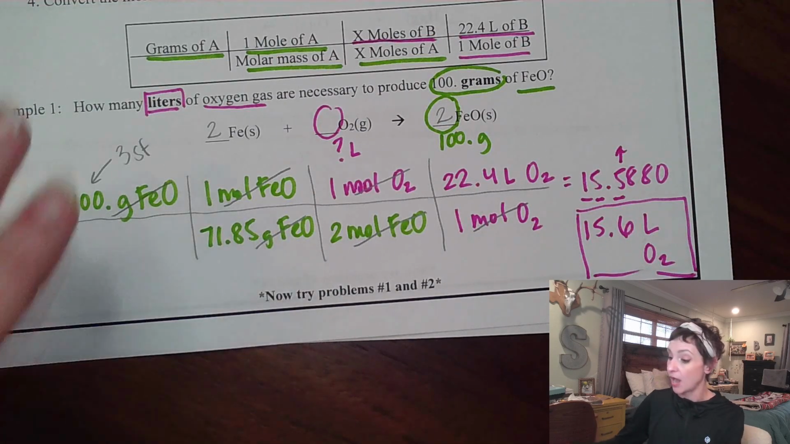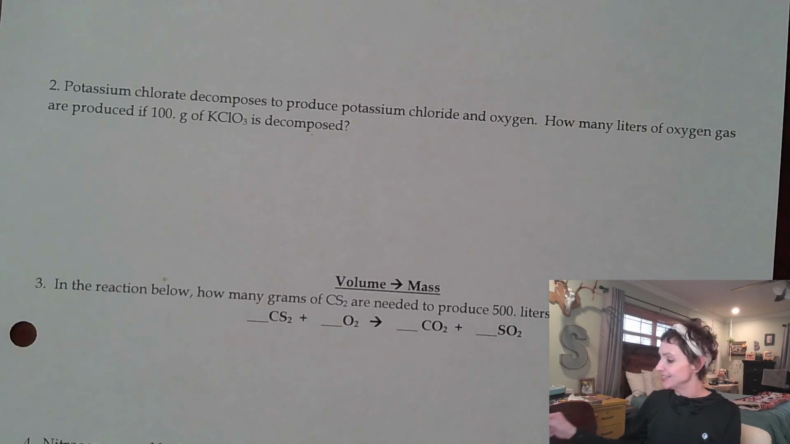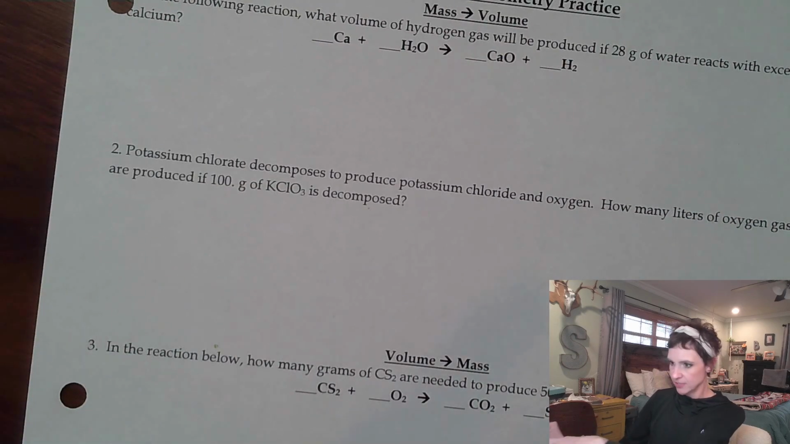Okay. So now it says, now try problems number 1 and 2, which means we're going to switch over to our practice problems on our practice assignment. And hopefully I will not lose all the things I'm trying to jumble around. I've got calculator, periodic table, practice pages, all of that fun stuff. It is a lot going on here.